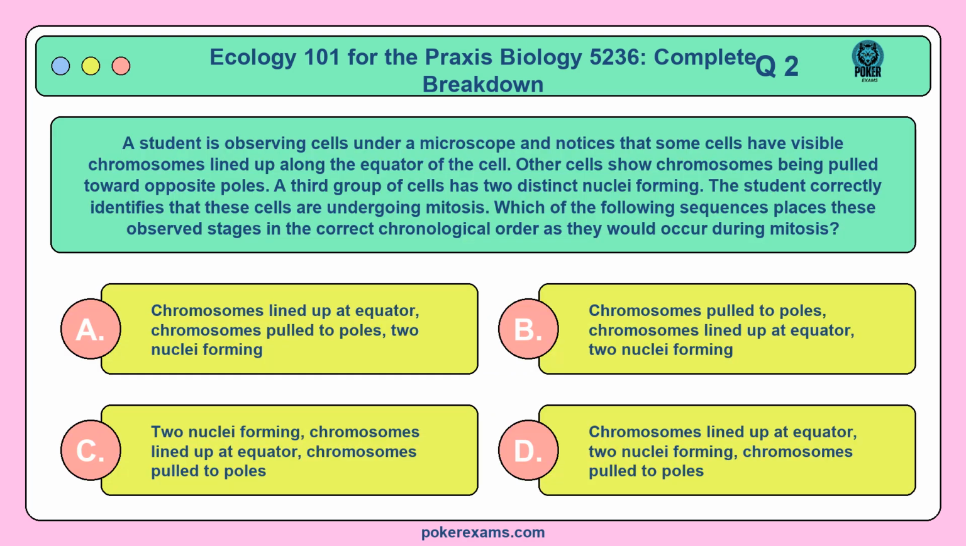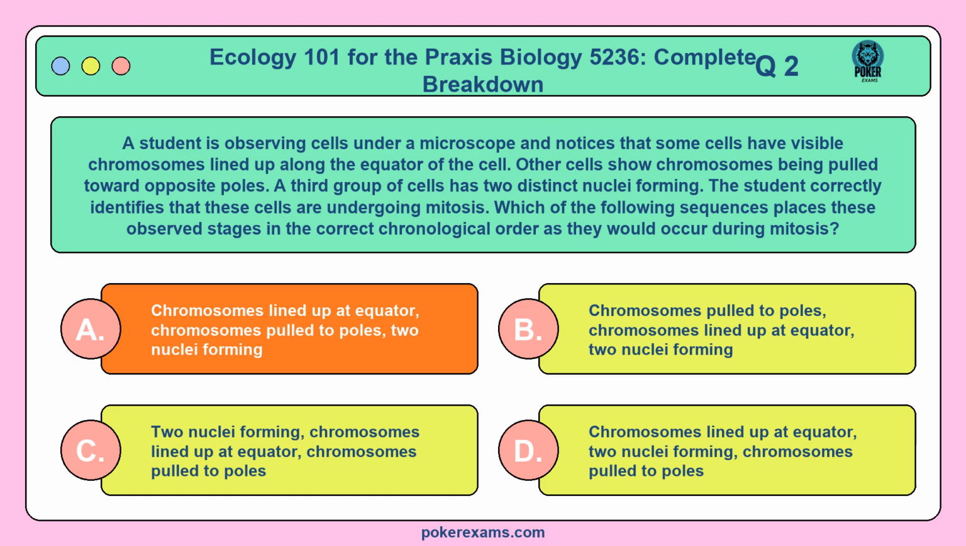Question 2. A student is observing cells under a microscope and notices that some cells have visible chromosomes lined up along the equator of the cell. Other cells show chromosomes being pulled toward opposite poles. A third group of cells has 2 distinct nuclei forming. The student correctly identifies that these cells are undergoing mitosis. Which of the following sequences places these observed stages in the correct chronological order, as they would occur during mitosis?